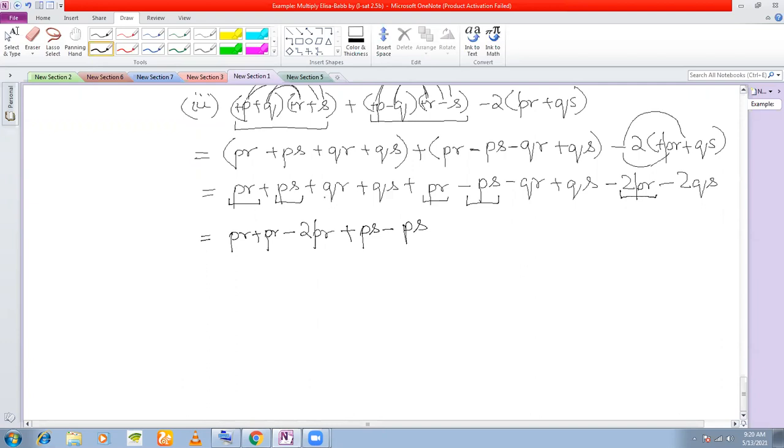Okay, next you have QR. You have a QR here, you have a QR here, and no other QR. So plus QR minus QR. Okay, next QS. So you have a plus QS. Next you again have a plus QS here, and you have a minus 2QS. So you've covered all the terms.